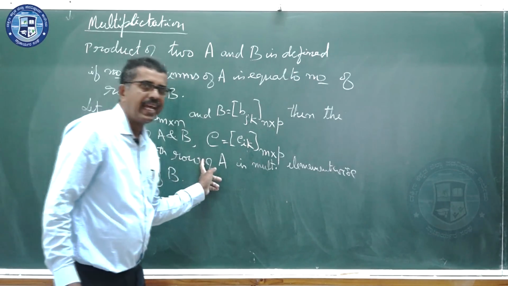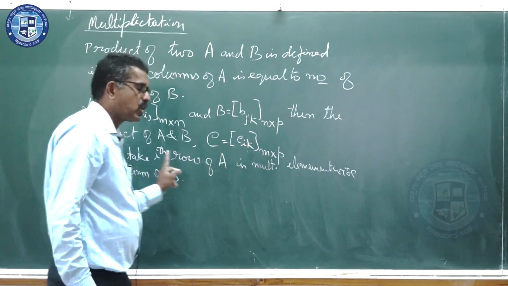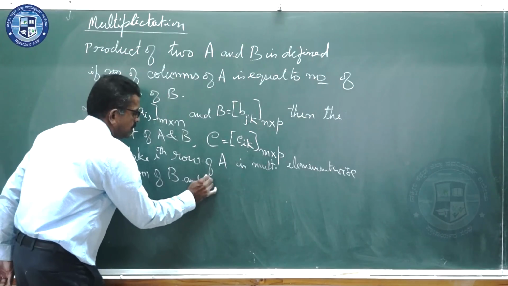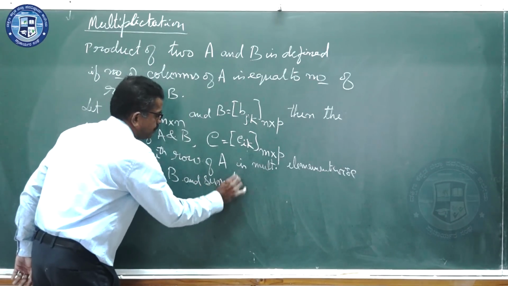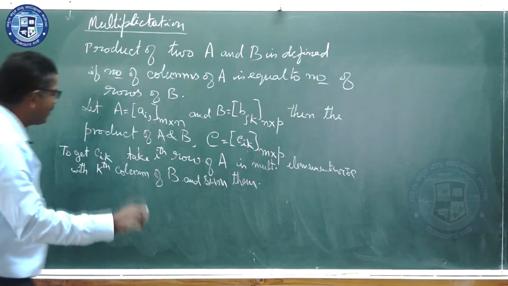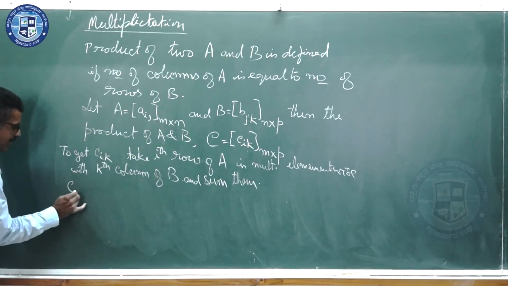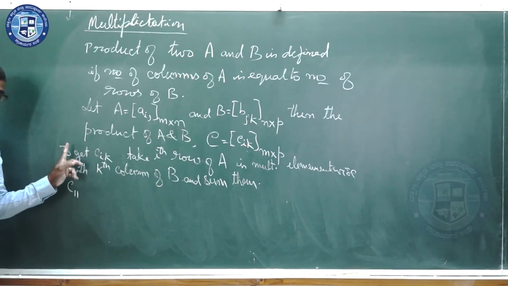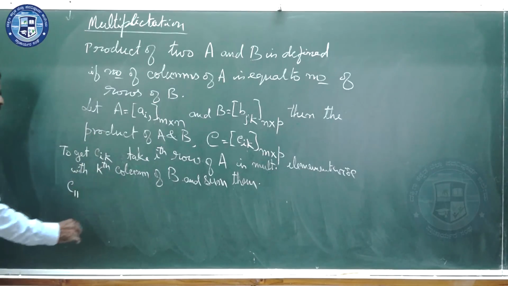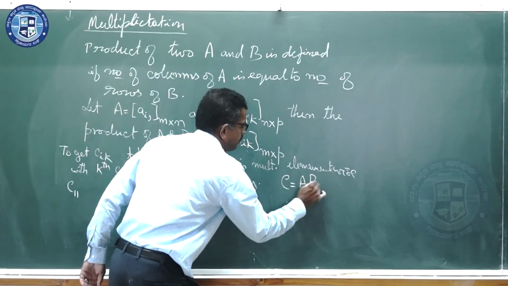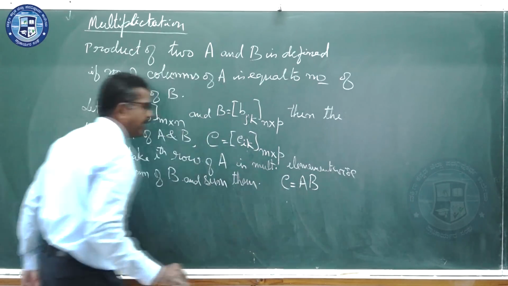The ith row of A has to be multiplied with the kth column of B and then summed. Find the sum of them. See just one simple example. What is C11? It is the very first element of the product of two matrices. I may write C, it is nothing but A into B.